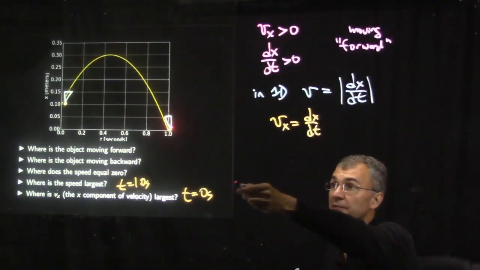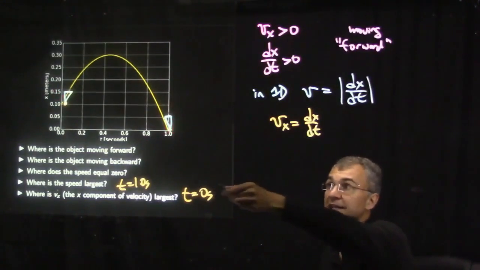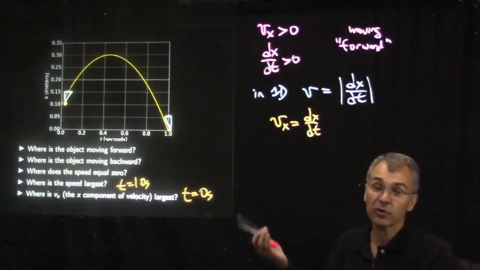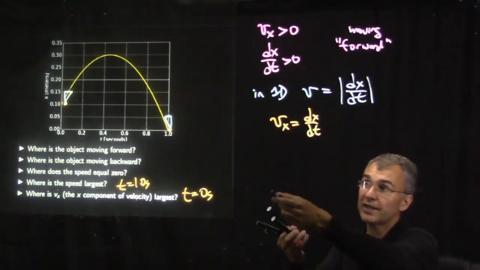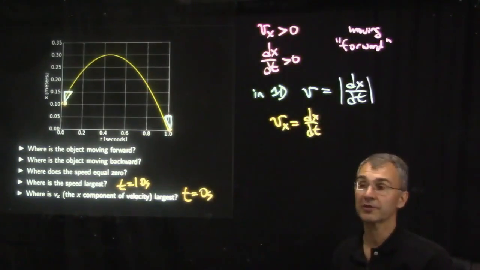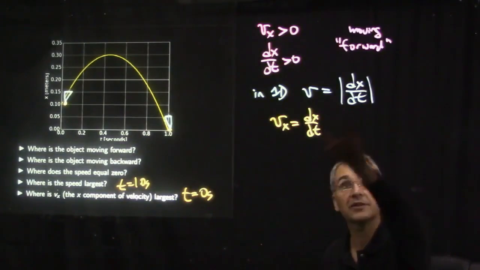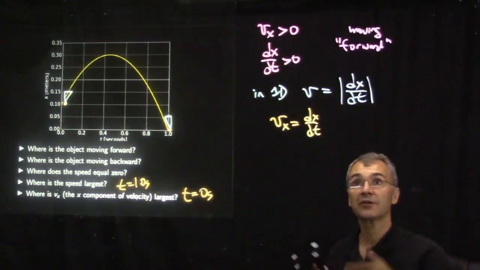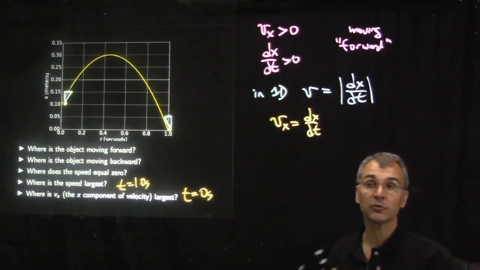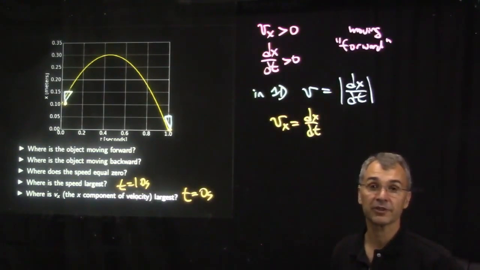But this slope is bigger in magnitude than this slope. But this slope is negative and this slope is positive. So a positive slope is bigger than a negative slope. But of course, this negative slope has a bigger magnitude than this positive slope does. So I would say the speed is largest at t equals 1 second. But v sub x, the x component of the velocity, is largest at t equals 0 seconds. So the thing is, you have to consider the sign, and you have to consider whether you want the magnitude, which is for the speed, or you want the x component, which is for the x component of the velocity.